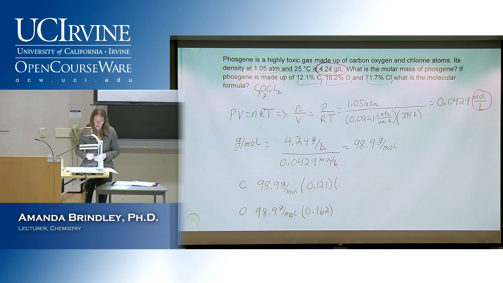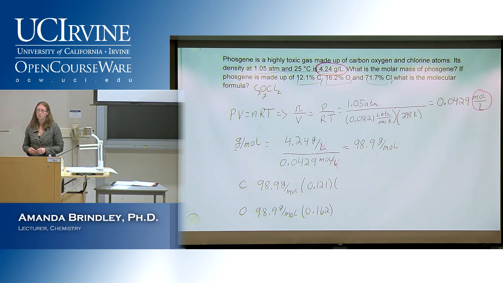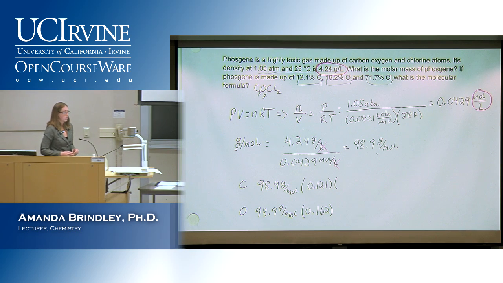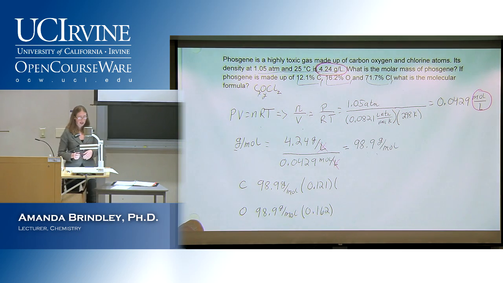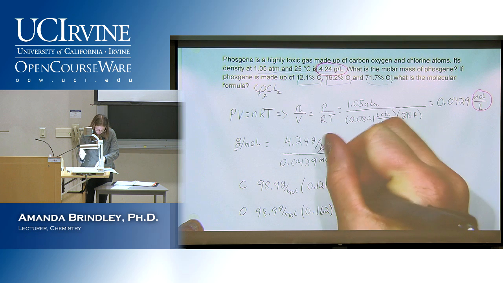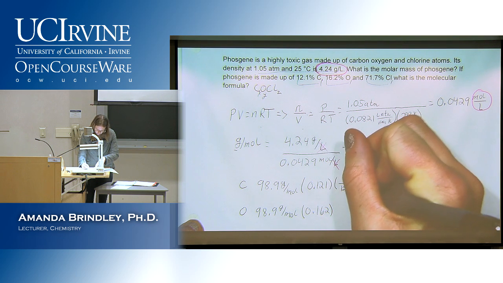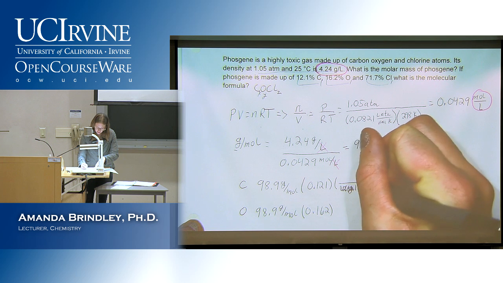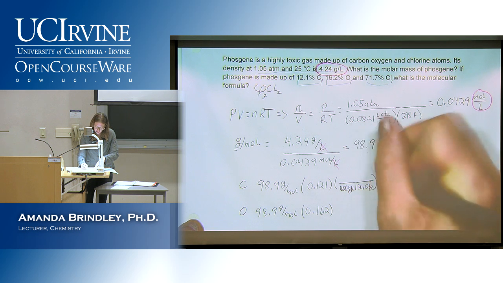Now, that gives us our grams, right? Do we want grams when we're trying to figure out a molecular formula? No, what do we want? Moles. So we have to take each of these and convert to moles. Actually, let me add a little more to that.